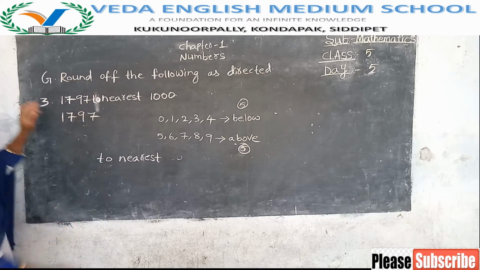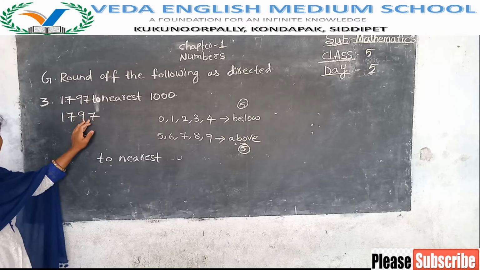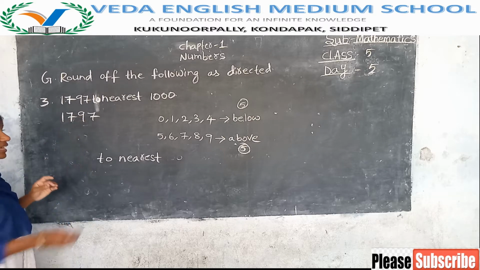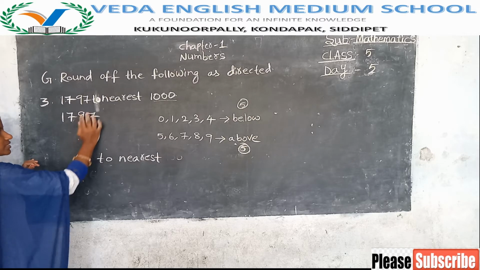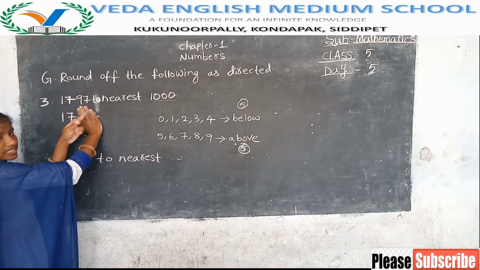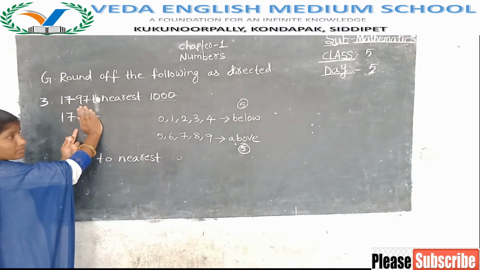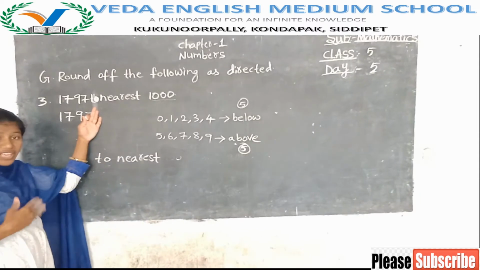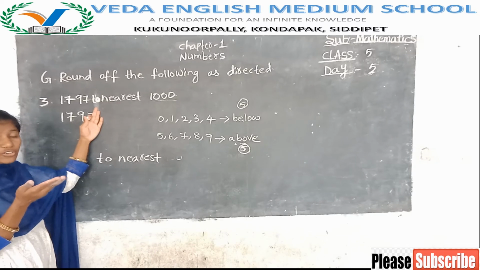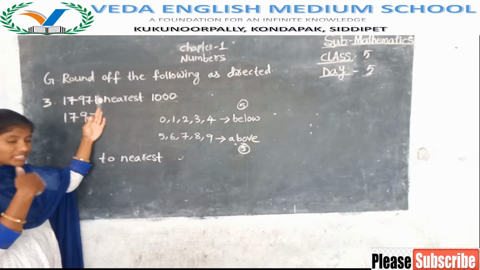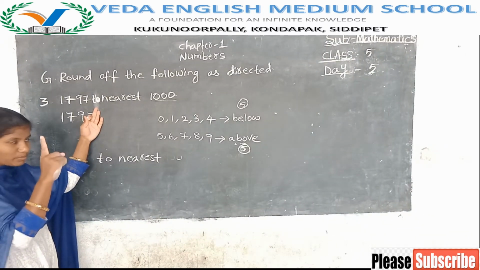1797 is the number they have given. Now for this number we have to count the nearest 1000. They are asking nearest 1000, so you have to leave the ones place and tens place. You have to leave these two places because they are asking thousands. If they ask 1000, then you have to check only the hundreds place. If they ask hundreds, then you have to check only the tens place. If they ask about tens, then you have to count only the ones place.